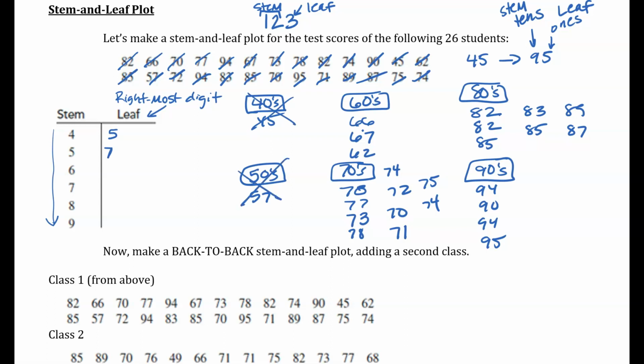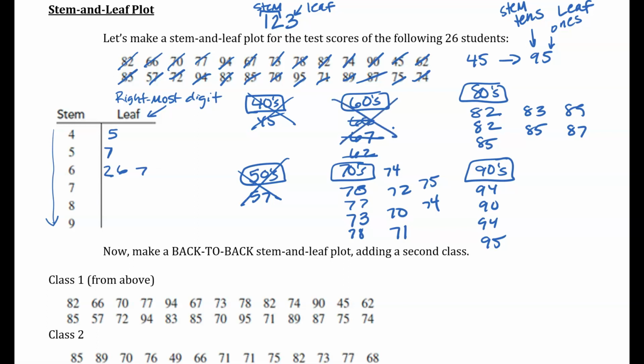With the 60s, you have to put them in order. So the 62 is going to go first. So you're going to write a 2, and then a 6, and then a 7. And I know it seems weird. I always want to put commas, but you're not supposed to put commas. So this represents 62, 66, 67. And then we're done with the 60s.